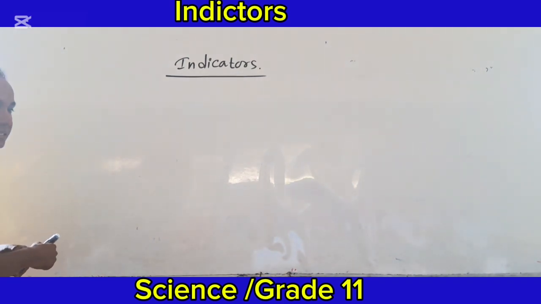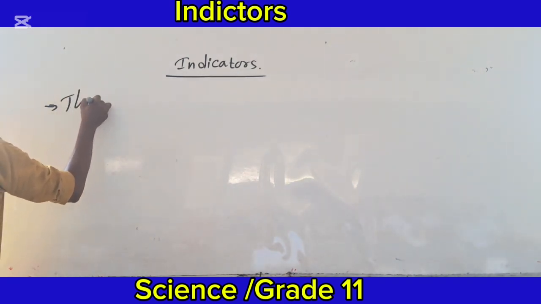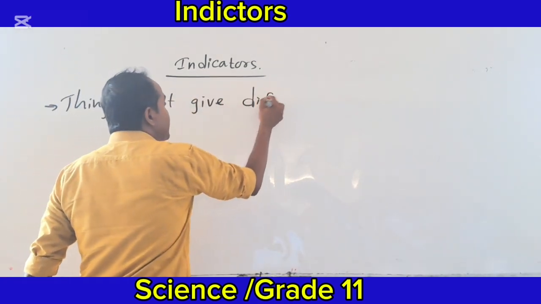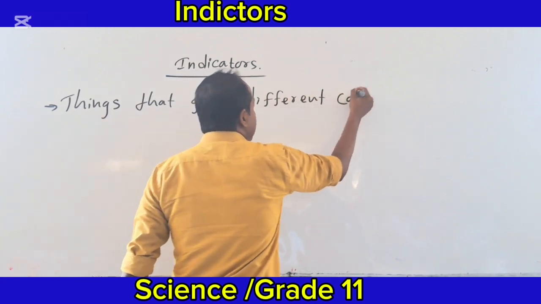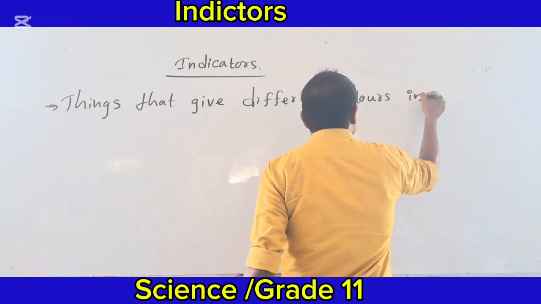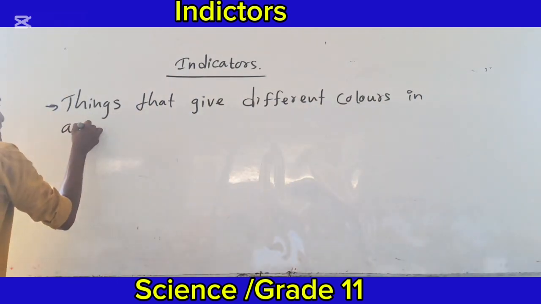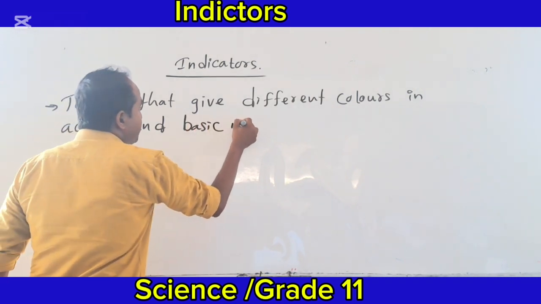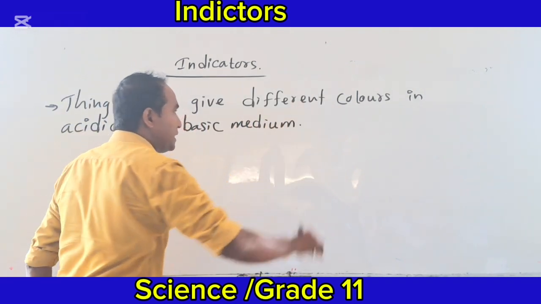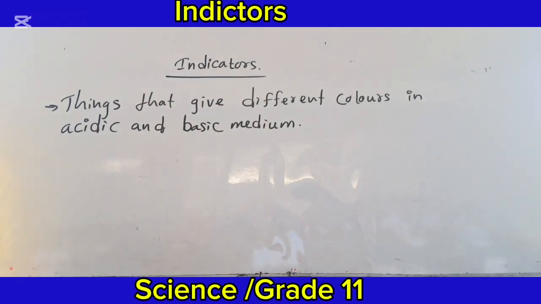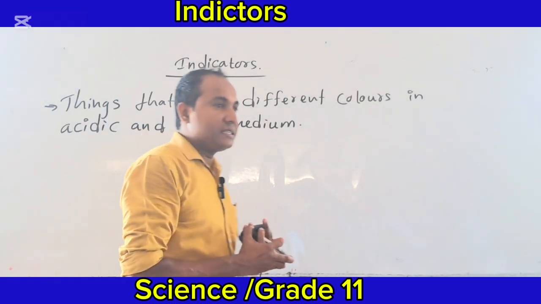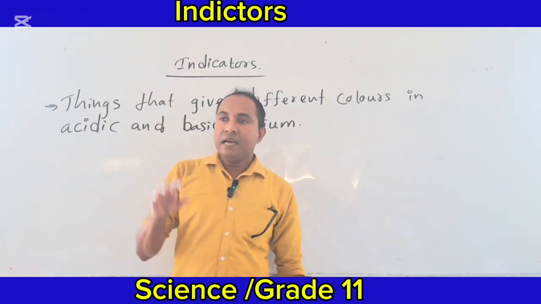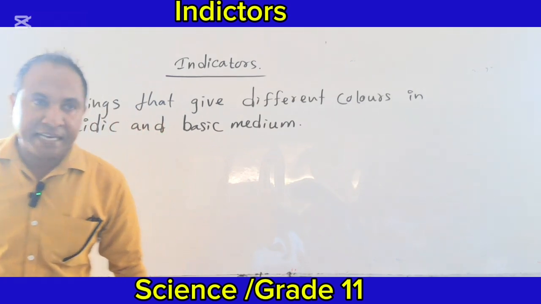What do you mean by indicators? Things that give different colors in acidic and basic medium are known as indicators. Right? Tell me, what do you mean by indicators? Indicators mean things that give different colors in acidic and basic mediums.